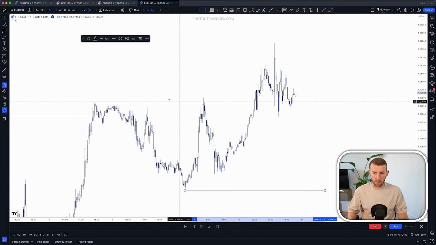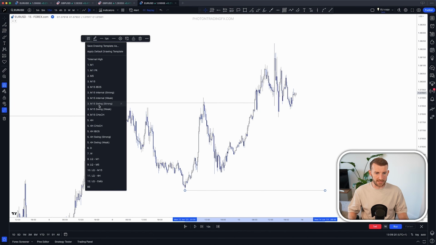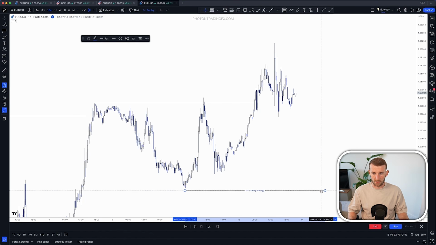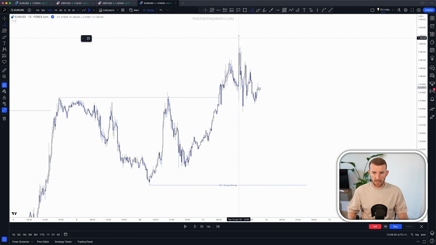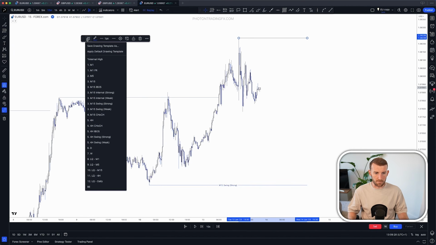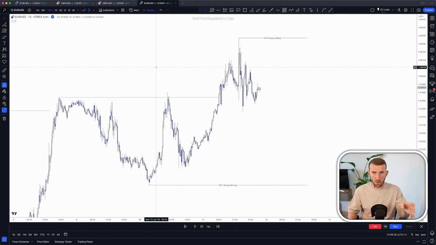And a nice little tip that can help you if you get lost a lot is to have these templates that basically say, right, that's your strong swing low, just so you don't get too caught up or too zoomed in. And then up here is what? This is going to be my weak M15 swing high. Because remember, what is the first thing that we want to be doing every time we look at a new time frame?